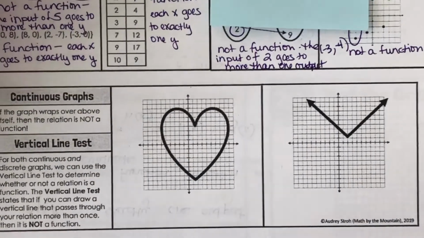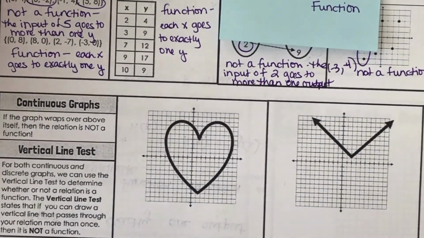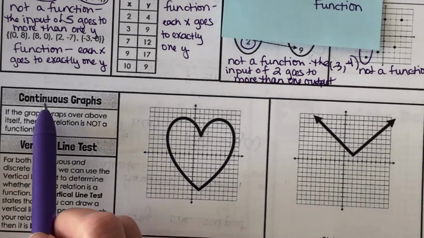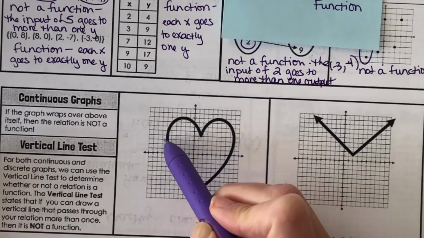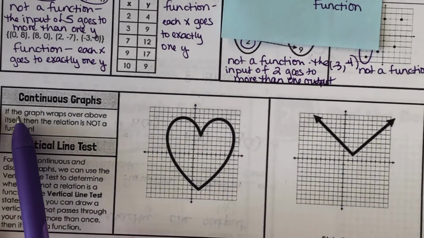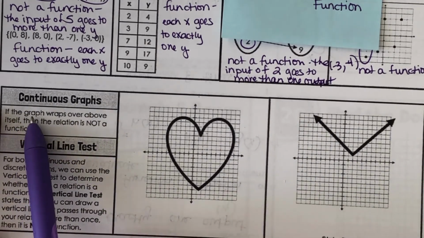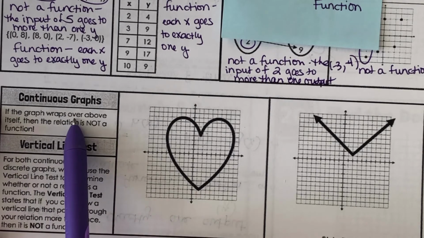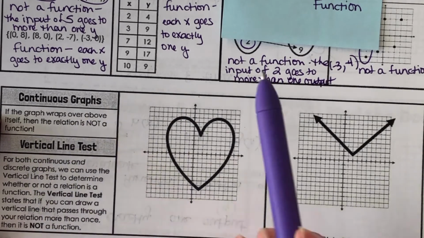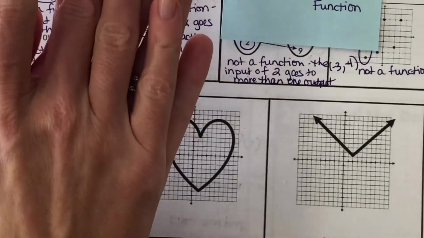Let's talk about how you determine if a continuous function or a continuous relation is a function or not. And I'll say that these are pretty easy. There's a nice trick for knowing this. And remember, continuous just means all of the points are connected in a nice smooth line. So a continuous graph, if the graph wraps over above itself, then the relation is not a function. Like if you can map it like this.